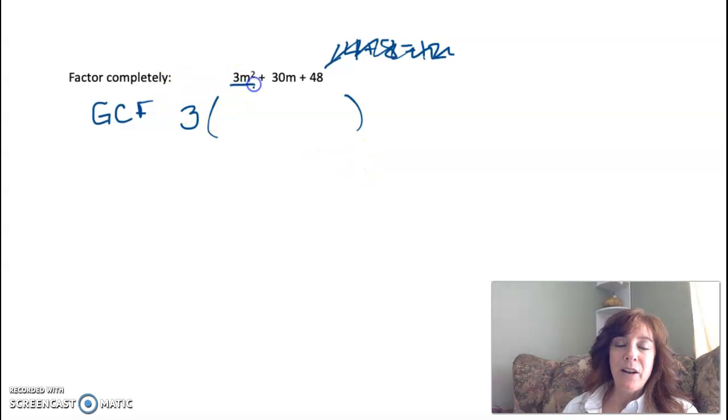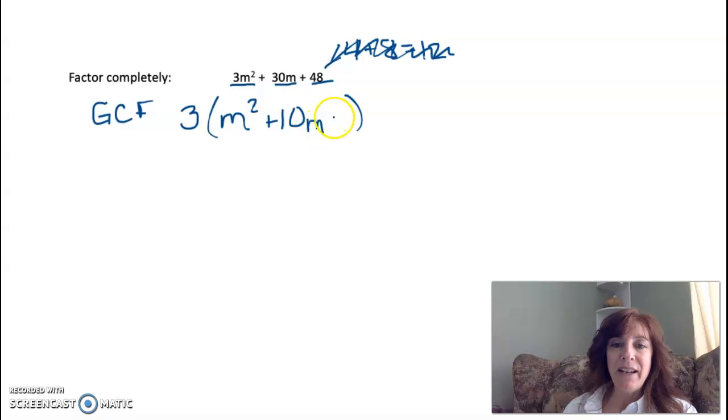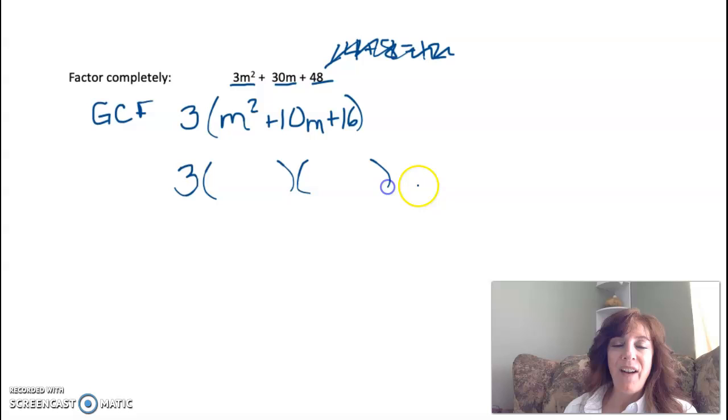3m squared divided by 3 just leaves me m squared. 30m divided by 3 gives me 10m, and 48 divided by 3 gives me 16. Now I have 3 times a trinomial. I have to keep that 3, but I can take that trinomial and factor it into 2 binomials.